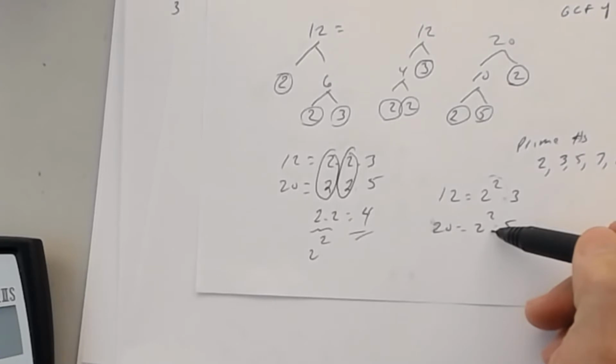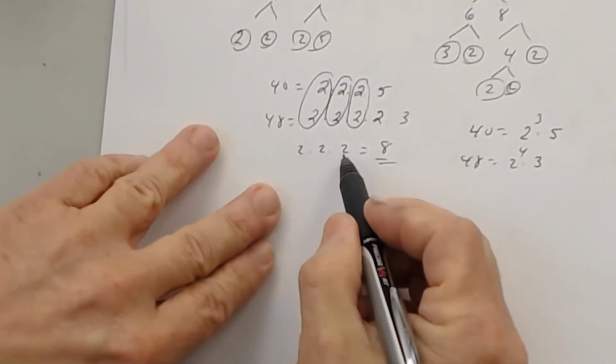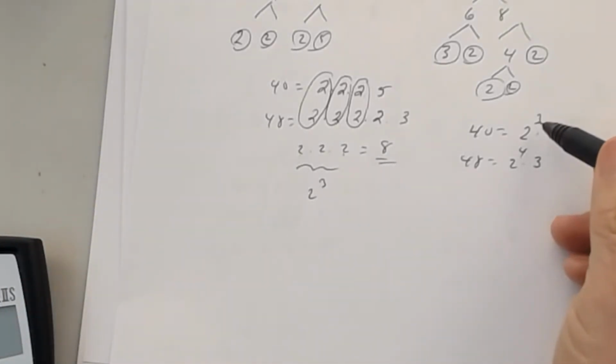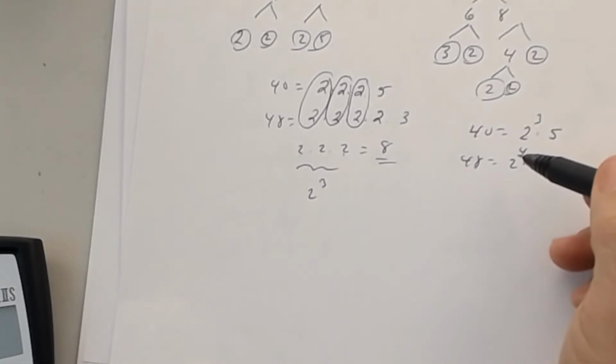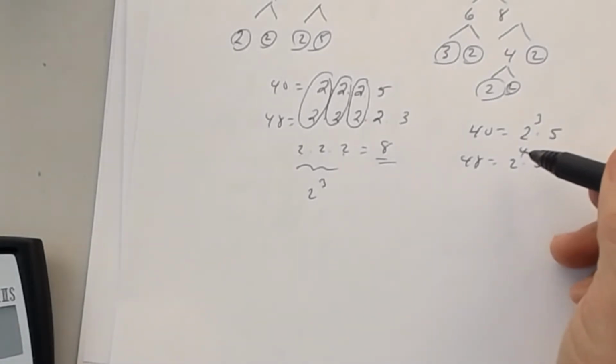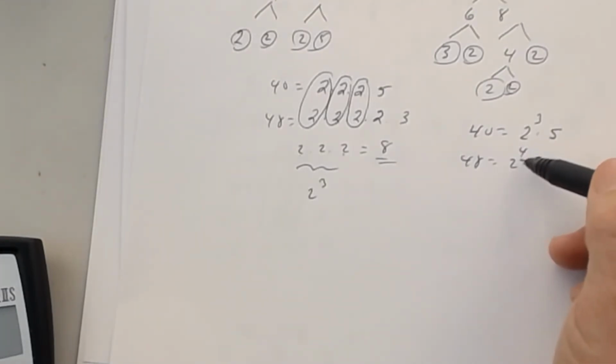What is it? 2. So it's going to be 2 squared. Now let's look at this one. Here, 2 times 2 times 2 is 2 to what power? To the third. So in one of them, I had 2 cubed. In the other, I had 2 to the fourth. But I had to use the one that had the smallest what? Exponent. So when you write them as exponents, the GCF is going to be the one with the smallest exponent. You can't use 2 to the fourth because 2 to the fourth does not go into 2 cubed. It's too big.